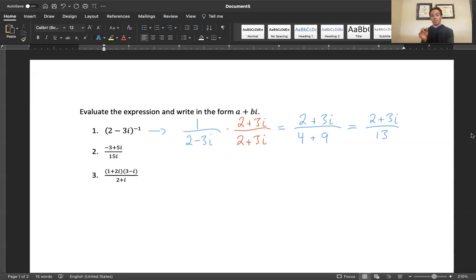Now, in the form a plus bi, this is just like instructions from a problem that's copied from a problem book. I don't really care if you say that this is the final answer. That's totally fine with me. But in the form a plus bi would be 2 over 13 plus 3 over 13i. Because this is such a common way of writing the answer, let's just use this whenever there's an issue of how do you write the answer. We'll write it as the real part plus the imaginary part. Okay, cool. So that's the first one done.